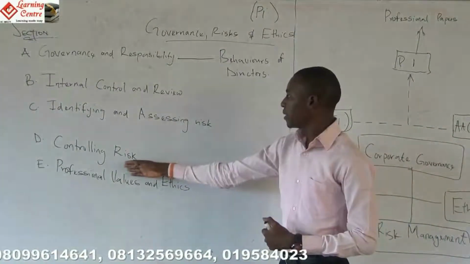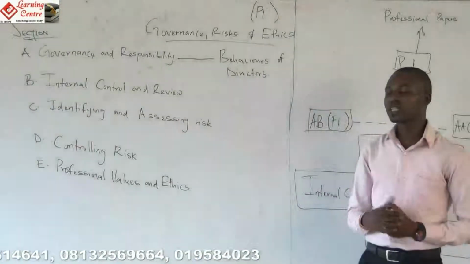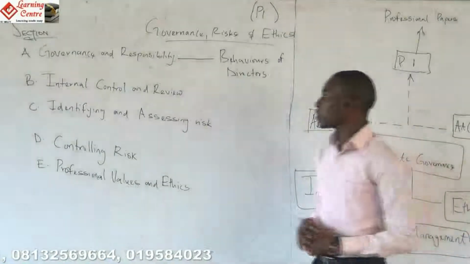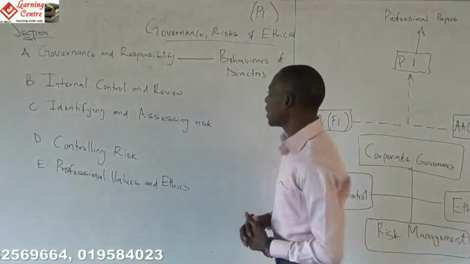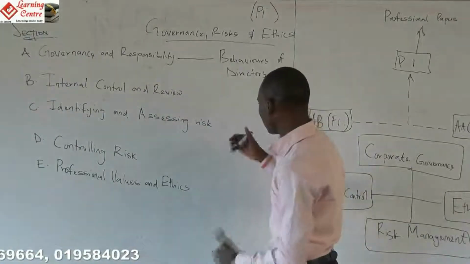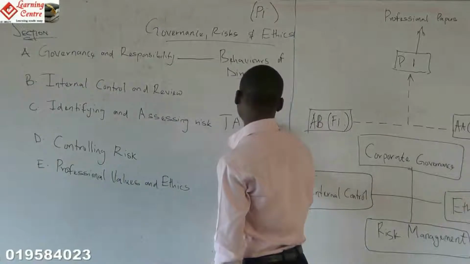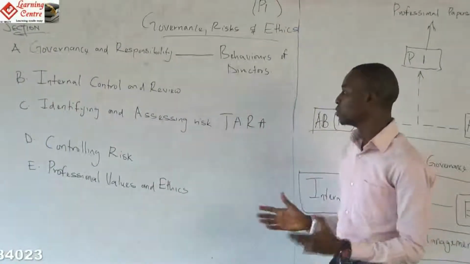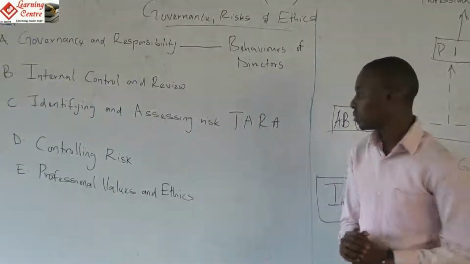Section D will be talking about how we can control the risk that we have identified in section C. And in order for us to get a good example of these, we'll be looking at what we call in ACCA the TARA framework, to help us understand how we can control risk as it affects the organization as a whole.